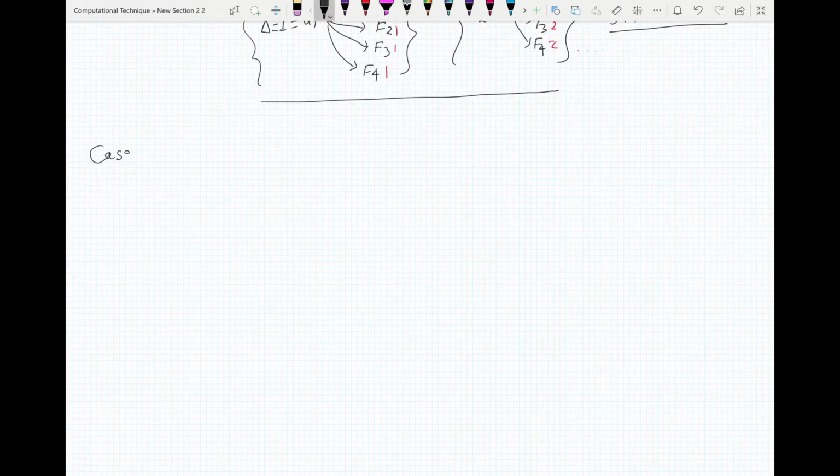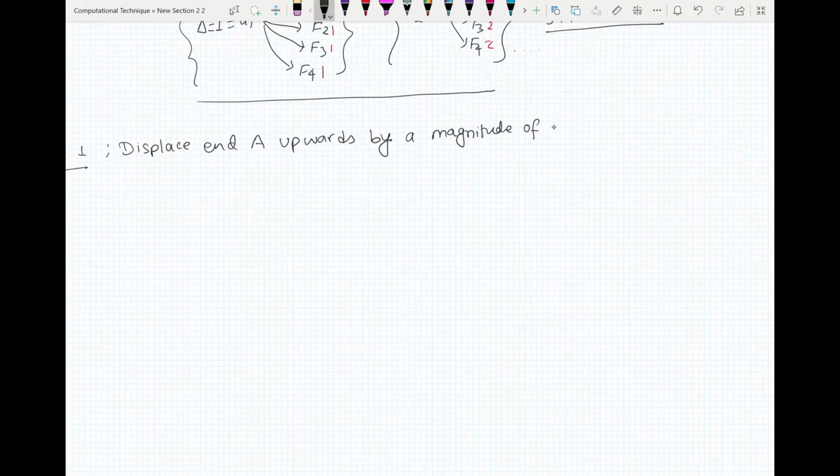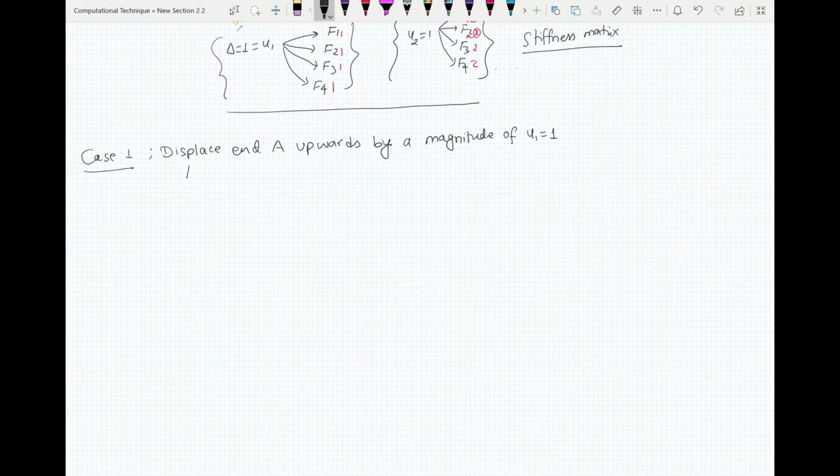Let's write here case 1, where we displace end A upwards by a magnitude of u1 that equals 1, and we have to keep other boundary conditions fixed.